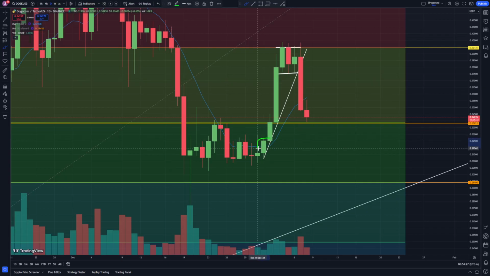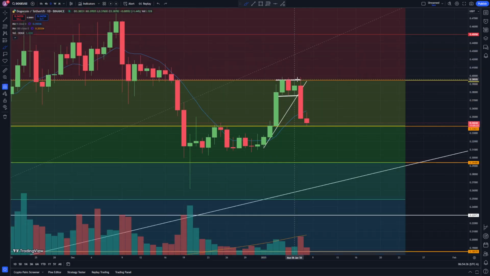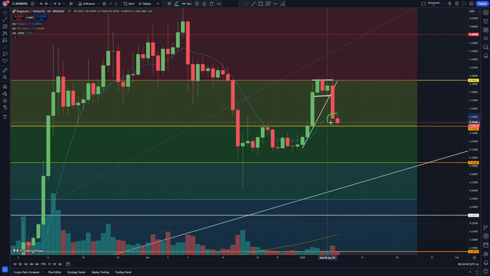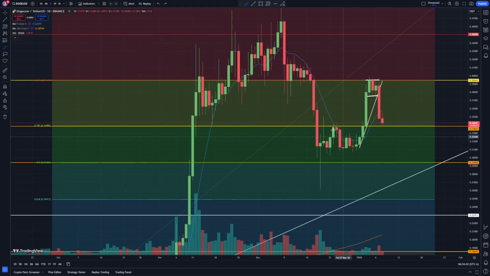Let's see. Okay, so we have this break. We broke the 9 moving average right here, that blue line, and started to break above it. Boom, bullish signal. Then we started having trouble, and then we started coming down. So let's see what happens. We broke through it, going to the downside right now.